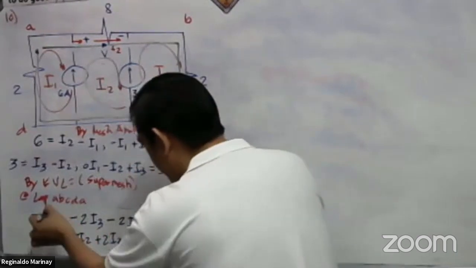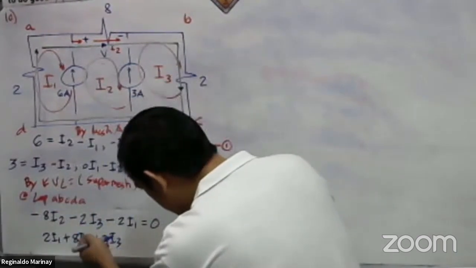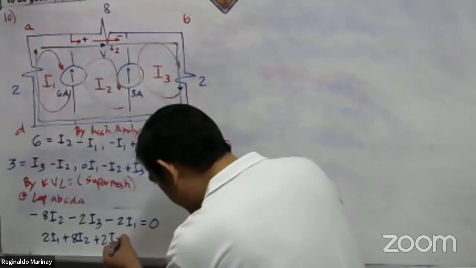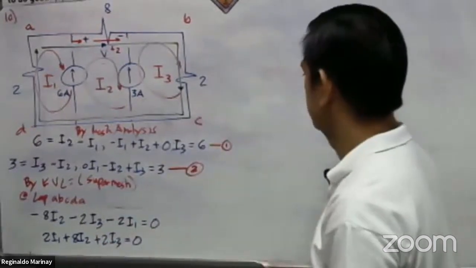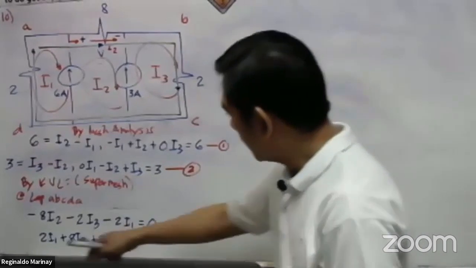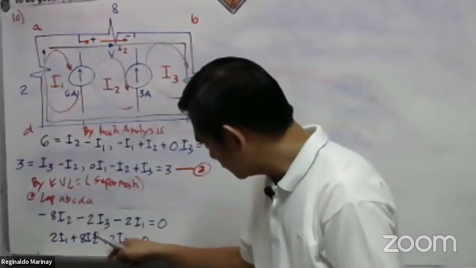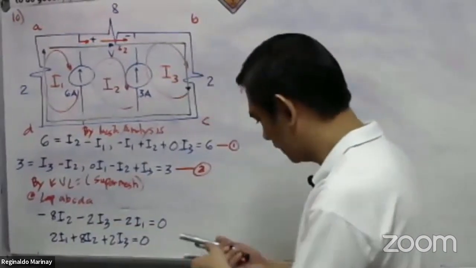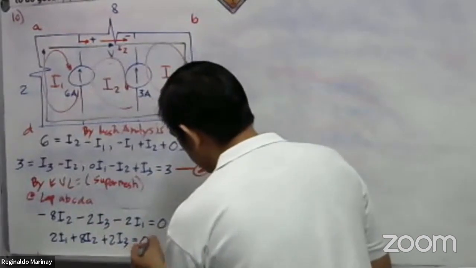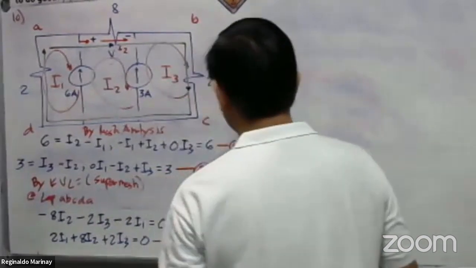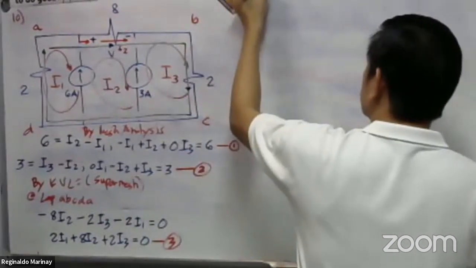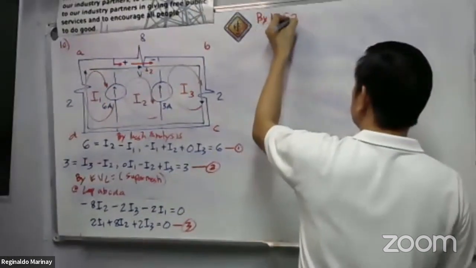Ayan. Ayoko nang makakita ng mga negative na yan. So, dito tayo, puro positive. Ayan. 2I1 plus 8I sub 2 plus 2I sub 3. Equation number 3. So, this is now easy.